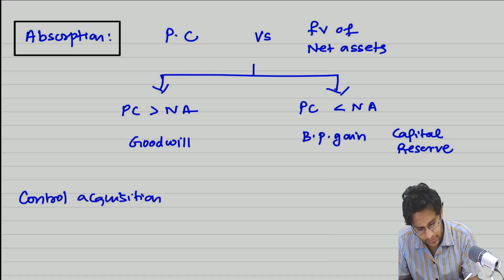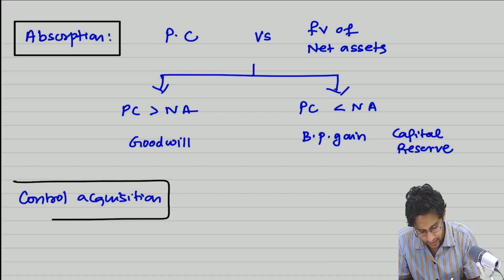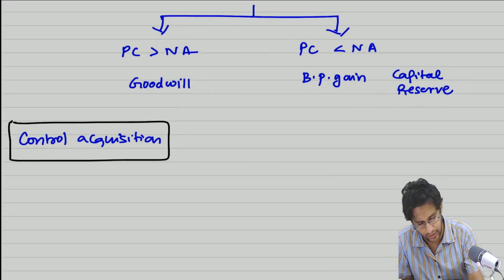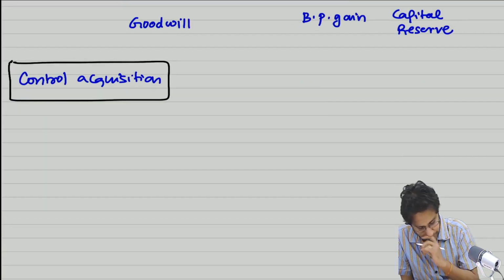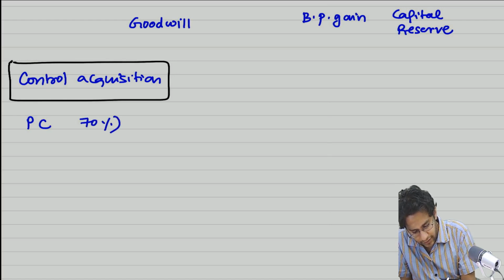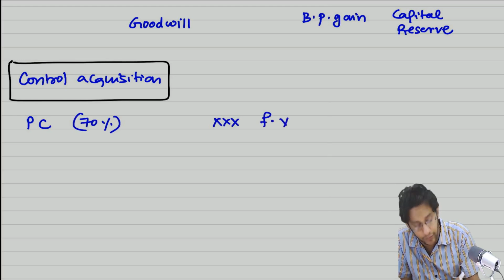That means a parent-subsidiary relation is getting created, but the other entity, the acquired entity, is not yet liquidated. In that case, suppose you have purchased 70% shares. For that 70%, whatever is the price you are paying, you have to consider at fair value.